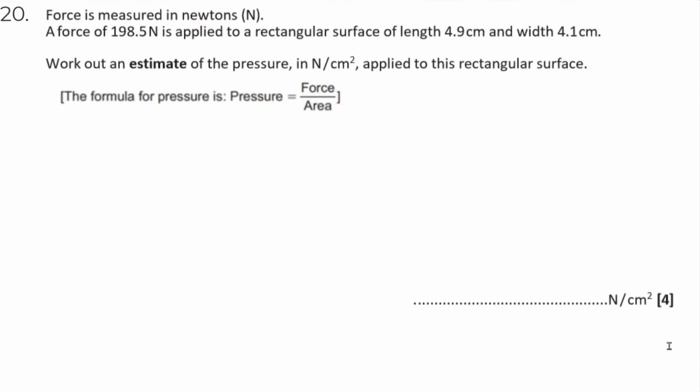Force is measured in newtons, abbreviated with the letter N. A force of 198.5 newtons is applied to a rectangular surface of length 4.9 centimeters and width 4.1 centimeters. Work out an estimate of the pressure in newtons per square centimeter applied to this rectangular surface. And in brackets it says the formula for pressure is pressure equals force divided by area. Now the key word to this, and the one that the examiners have even bolded for you, is this word here, estimate.